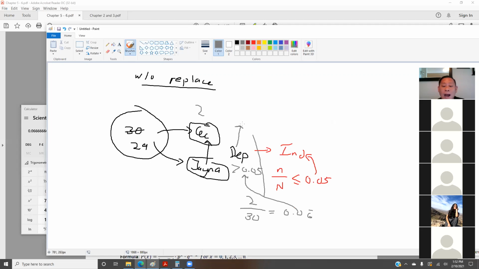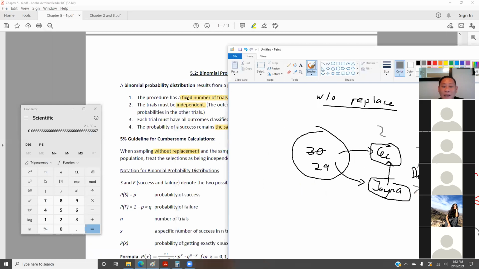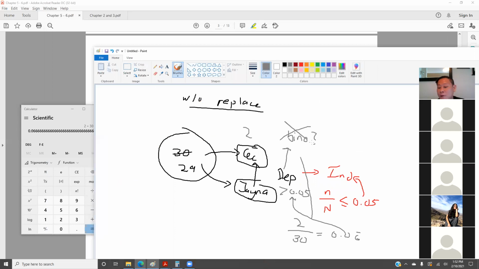So can we use binomial in this case? No. Binomial states it has to be independent. This is dependent, so we cannot use binomial.